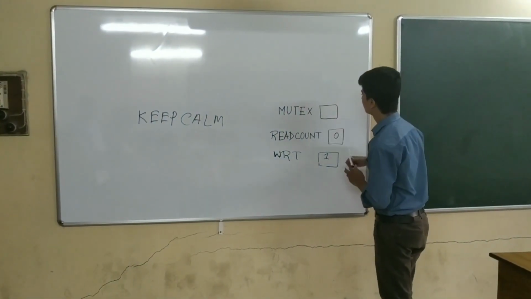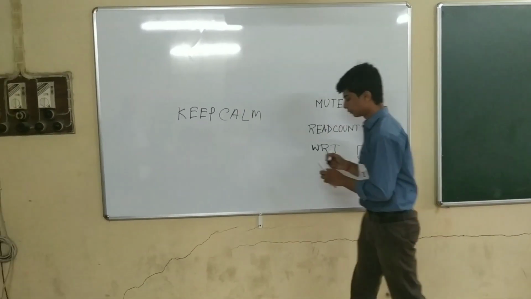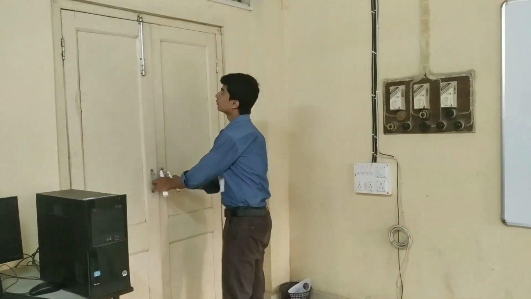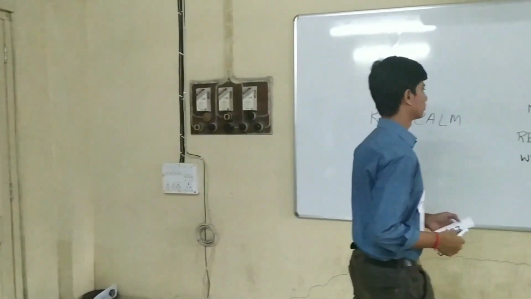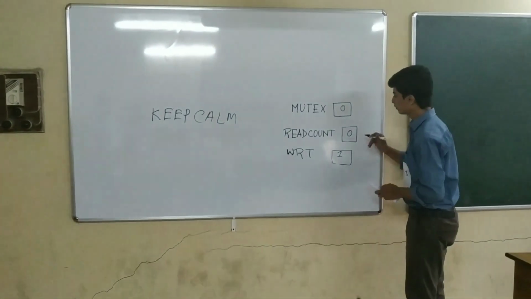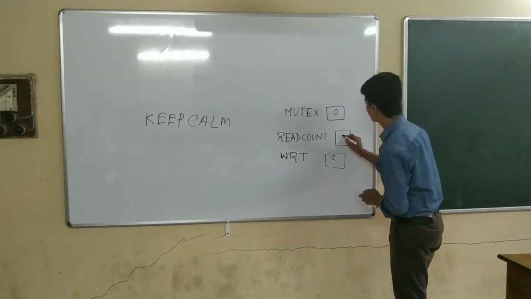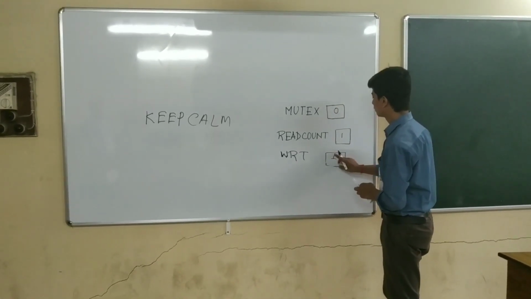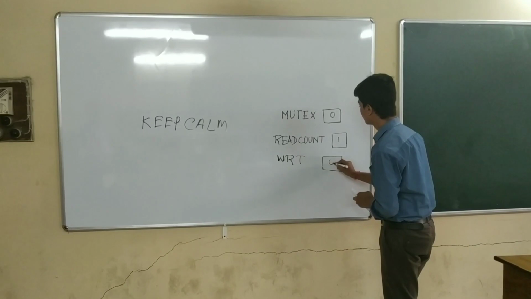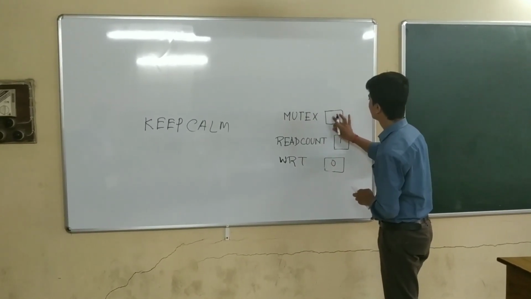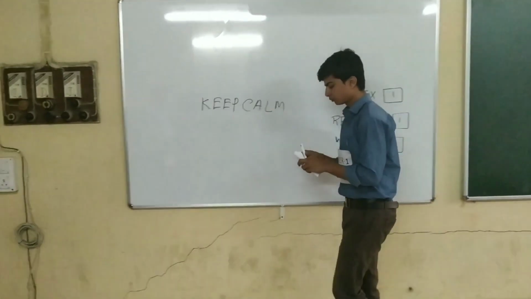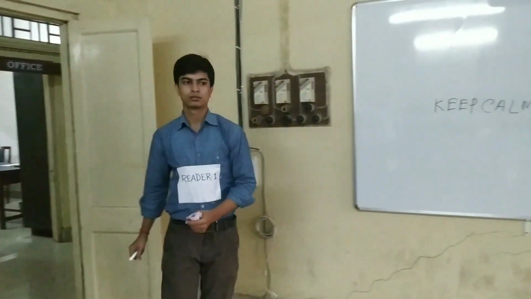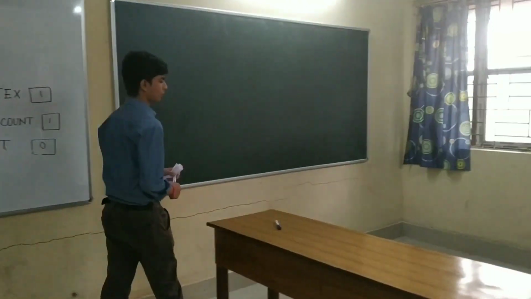Now reader 1 comes to read. First he changes the mutex and increments the read count, and read count is 1, so he changes the WRT from 1 to 0. Again changes the mutex and starts reading.